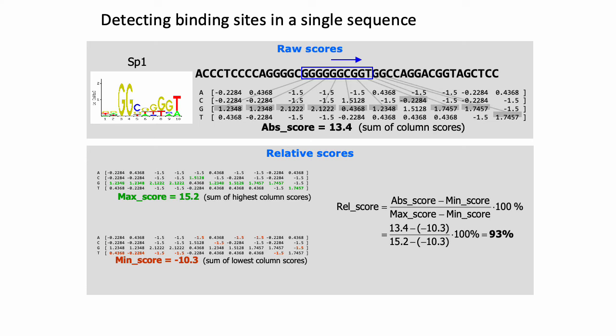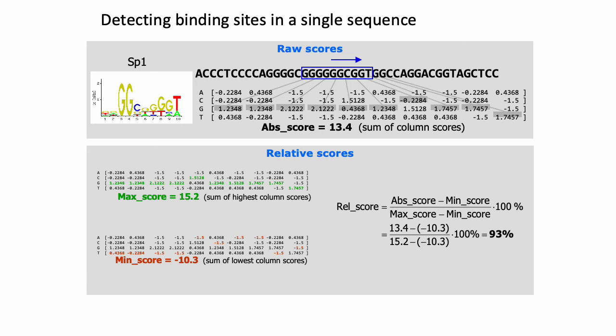For any given PWM, you can easily identify the sequence that will give you the highest possible score. You can do that by looking at each column of your PWM, checking which base gives you the highest score, and making a fake sequence that has that base at that position. After you look at all the columns, you'll arrive at the sequence that gives you the highest score from the PWM.